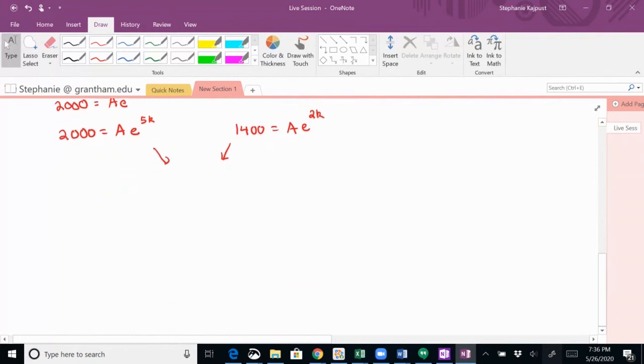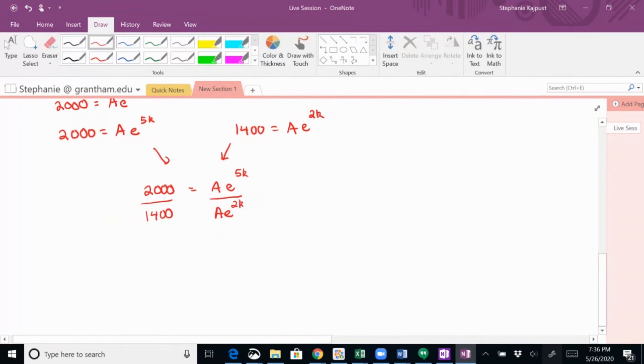So what I can do is take the first equation, 2000 equals A e to the 5k, and I could divide that by the second equation, 1400 equals A e to the 2k.